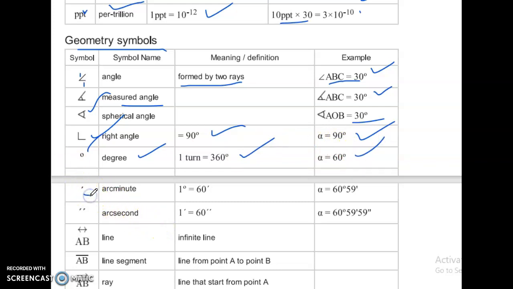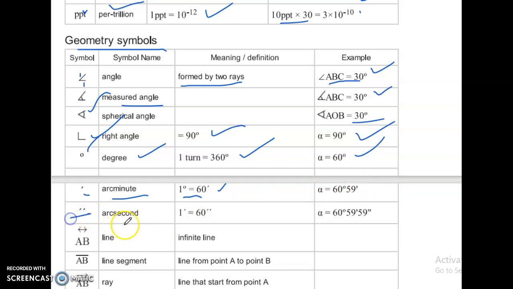This is for arc minute. 1 degree equal to 60 arc minutes. Alpha equal to 60 degrees 59 arc minutes.